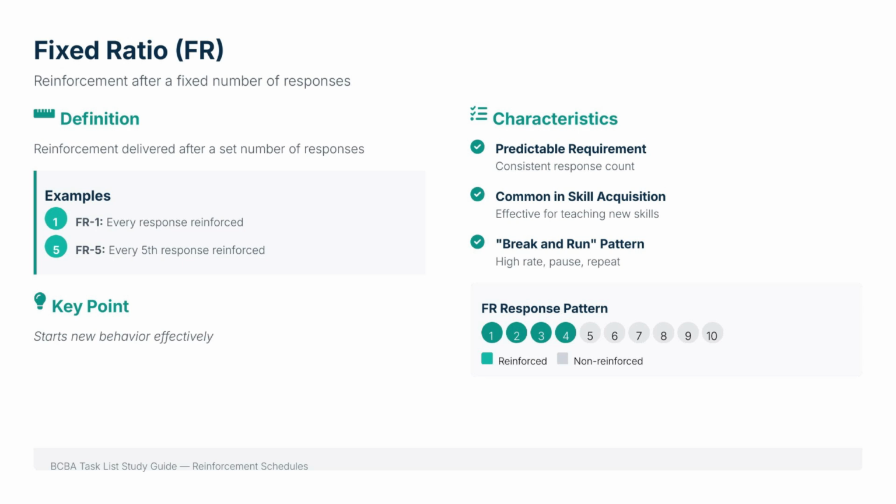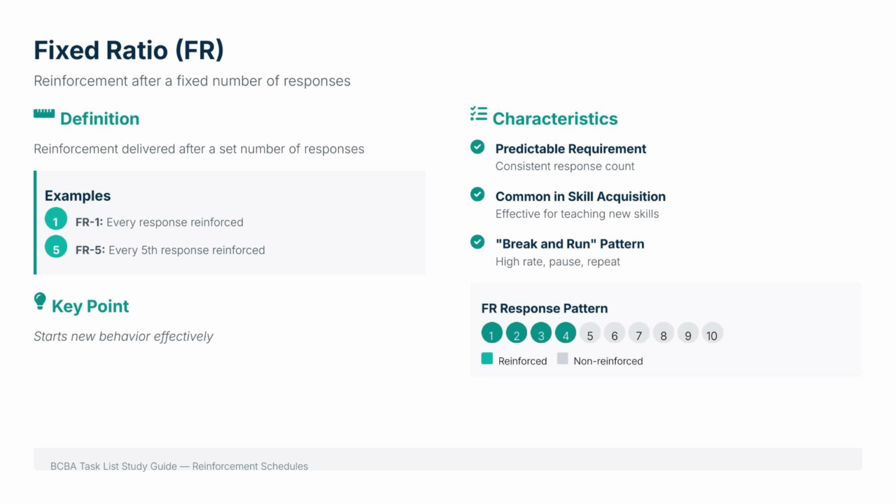A fixed ratio schedule delivers reinforcement after a set number of responses. For example, FR 1 reinforces every response. FR 5 reinforces every 5th response. FR schedules are highly effective for building new behaviors and increasing fluency. However, they produce a distinct pattern: a post-reinforcement pause followed by rapid responding. This predictable requirement creates a repeated cycle of pause and burst.